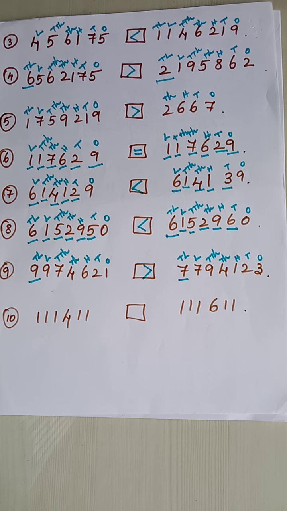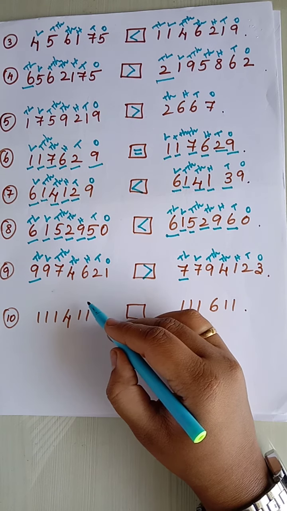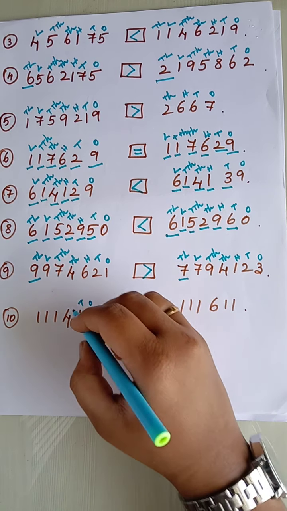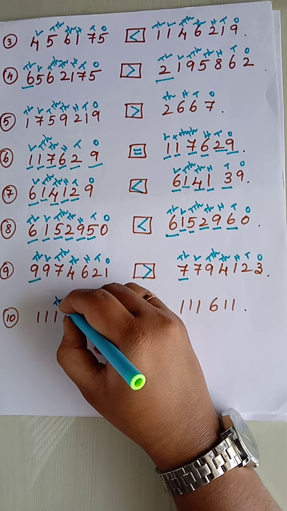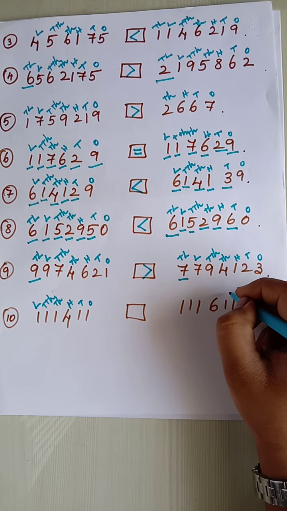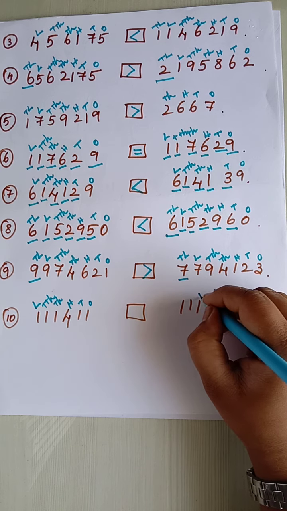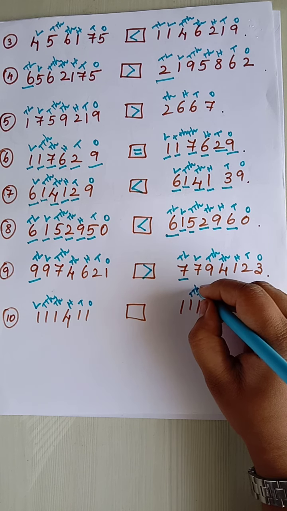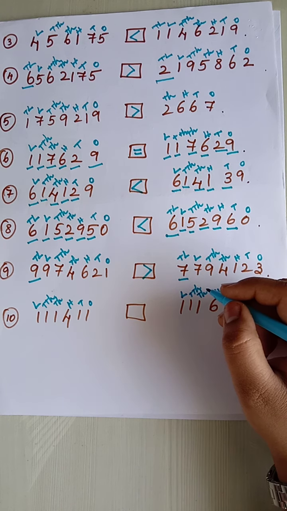Okay, the last but not least, the last sum we can see here. Now the first step, what do we have to do? We have to write the place value. So we are going to write it. Ones, tens, hundreds, thousand, 10,000, lakh. This side also ones, tens, hundreds, thousand, 10,000, lakh. Okay, we have written it here.